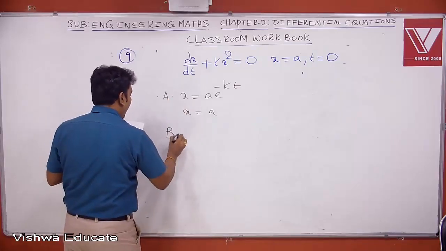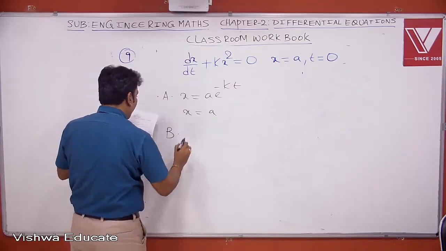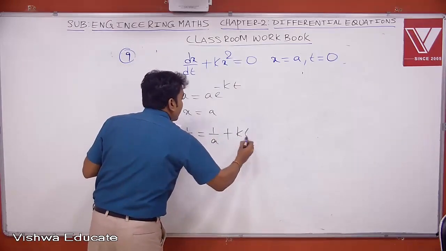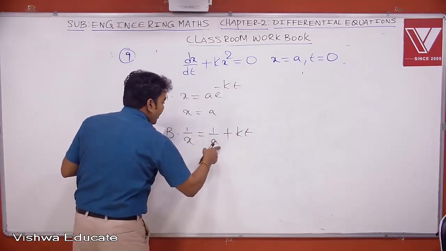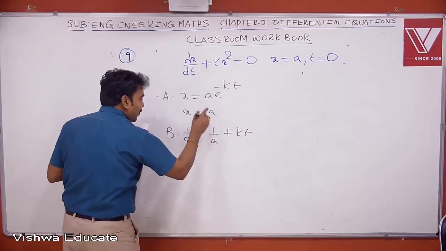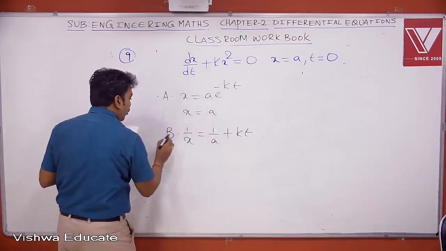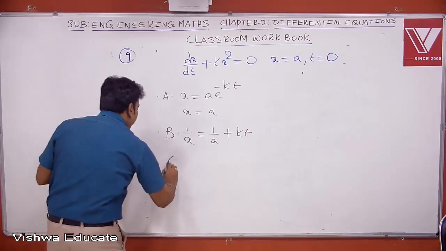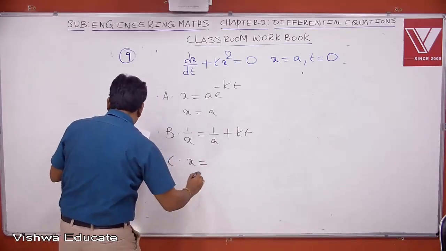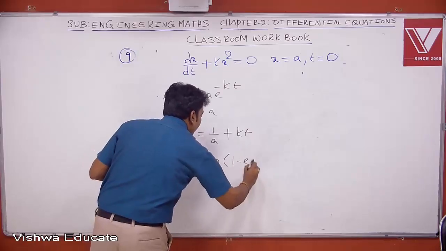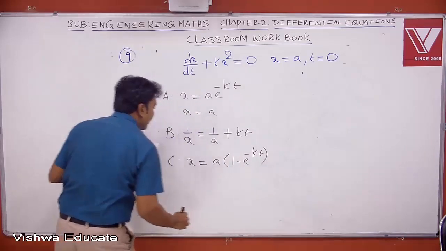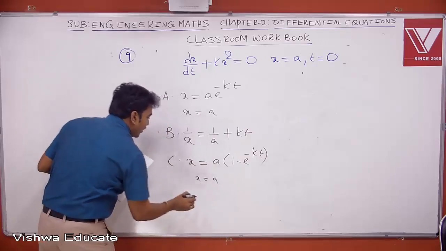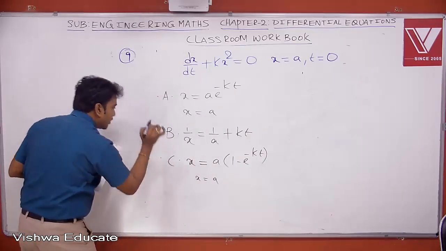Now let us verify option B. It is 1 by x equal to 1 by a plus kt. The same situation, when you replace t by 0, x is a. So it also satisfies the given boundary condition. Don't confirm, don't eliminate, hold it. Option C is x equal to a times 1 minus e power minus kt. Now when you replace t by 0, here also you are getting x equal to a. Don't confirm, don't eliminate, hold it.